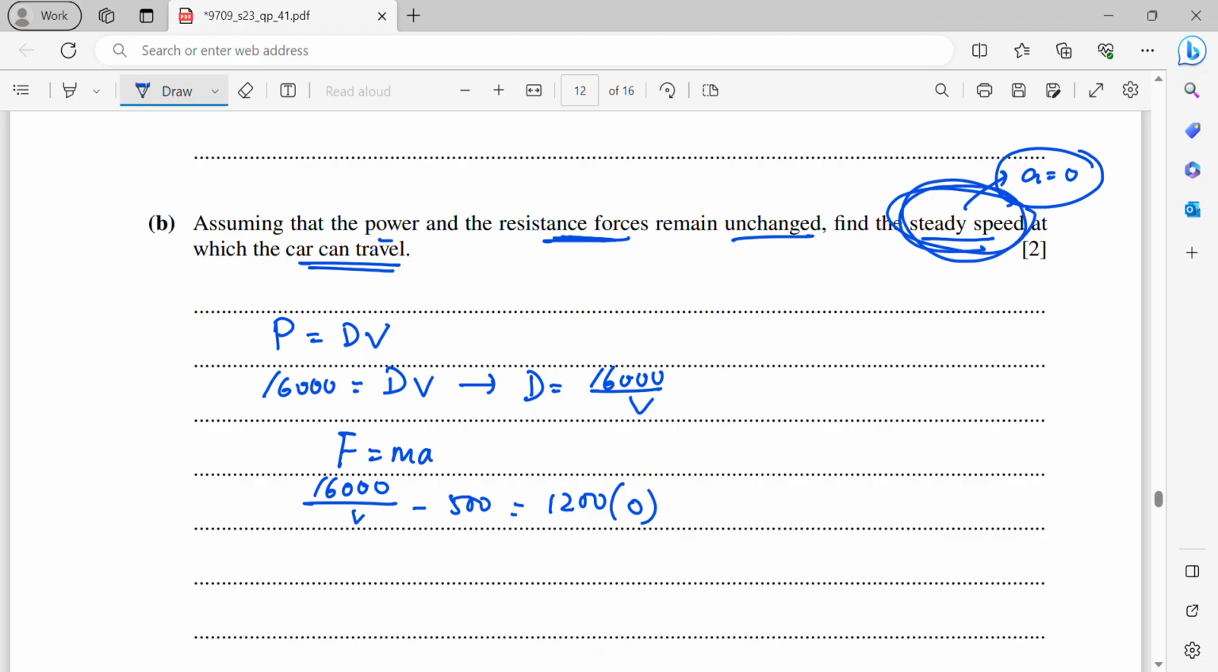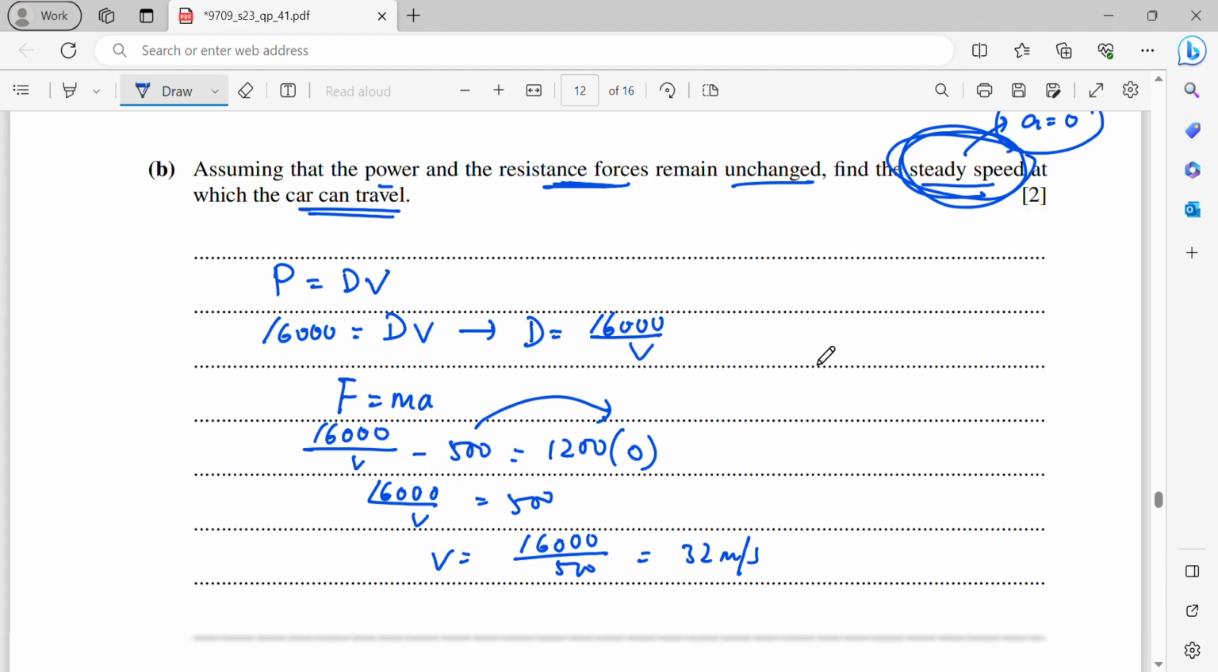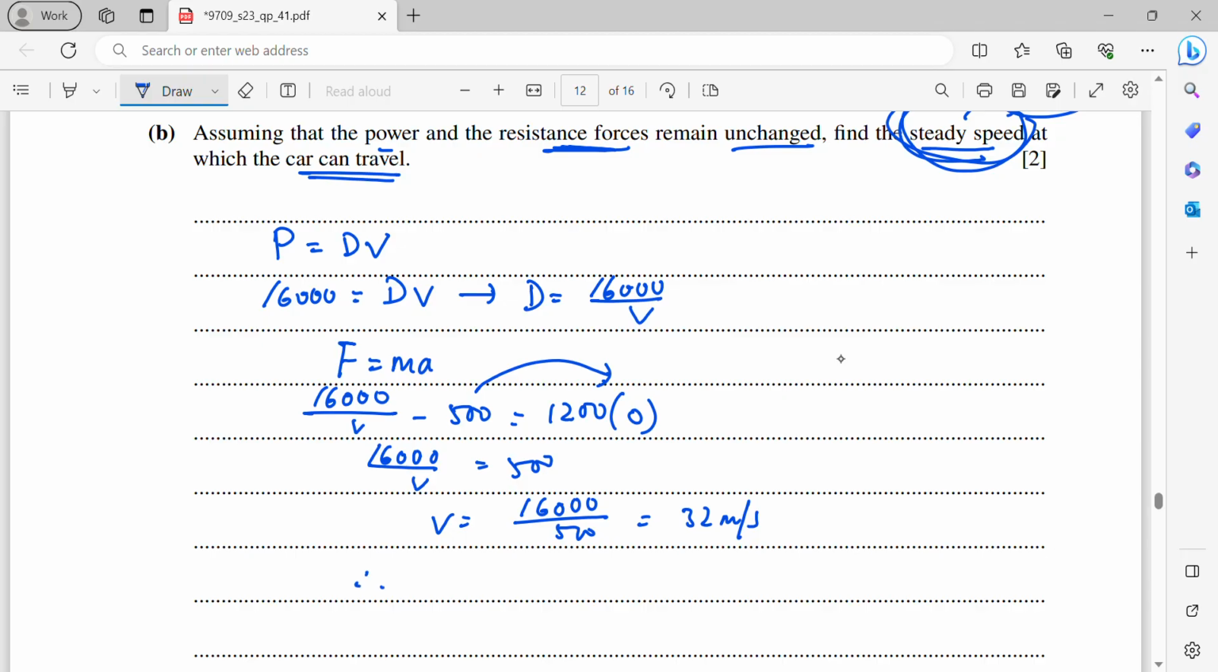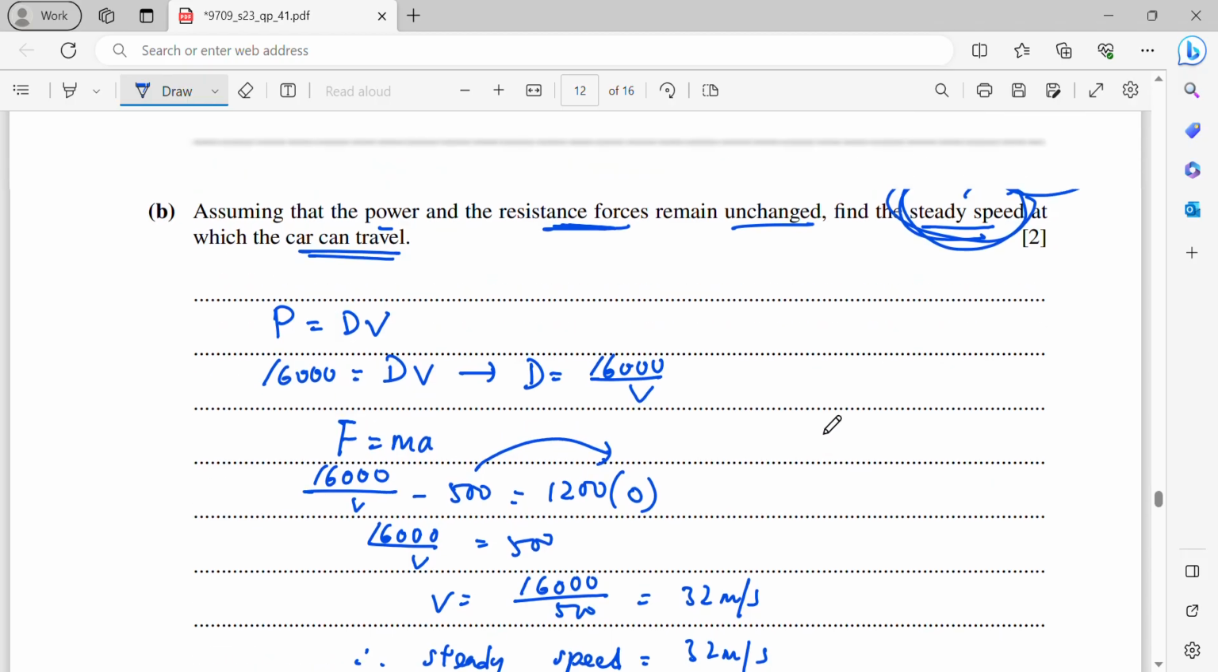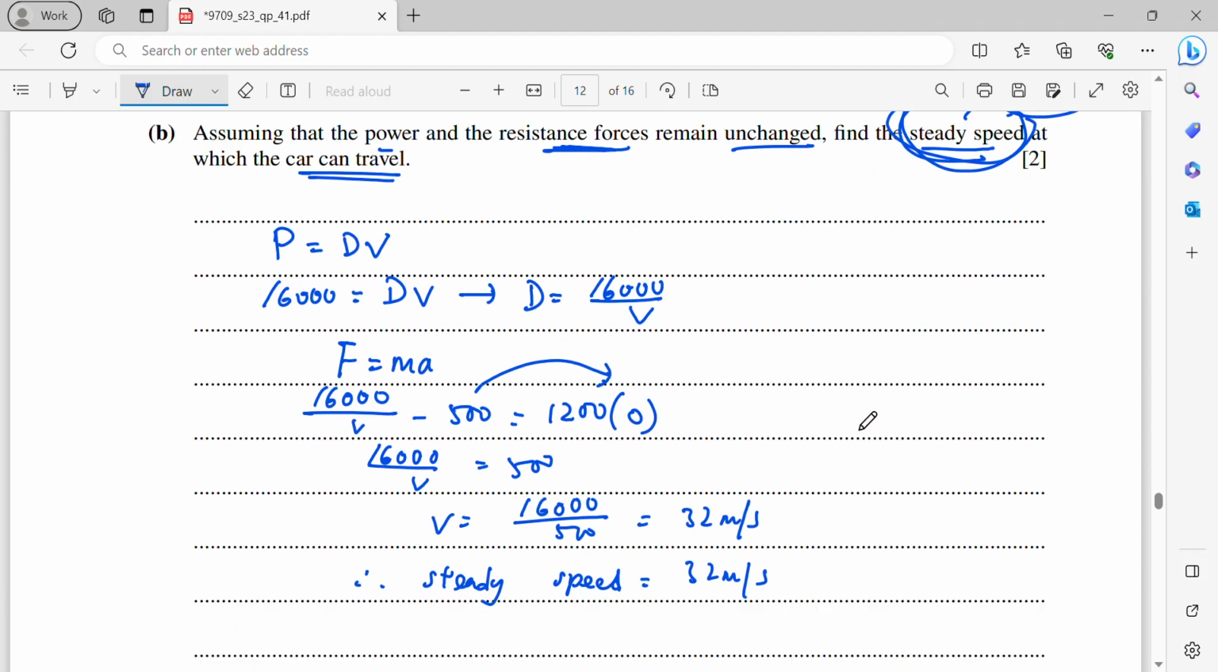Right? So from here, 16,000 over V. Right hand side is 0. This minus 500 will be moved to the right hand side. It becomes 500. Then now my V is going to be 16,000 over 500, which is 32 meter per second. So that is my steady speed, equals to 32 meter per second. So that's why you must understand the steady speed means A equals to 0, constant speed.